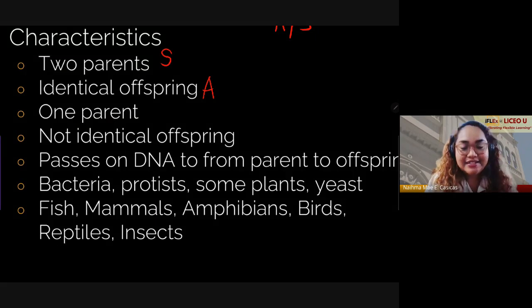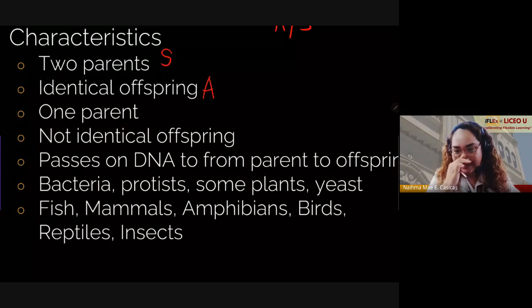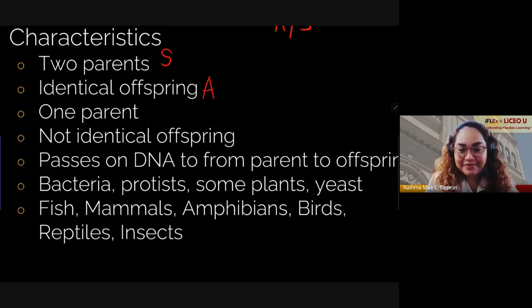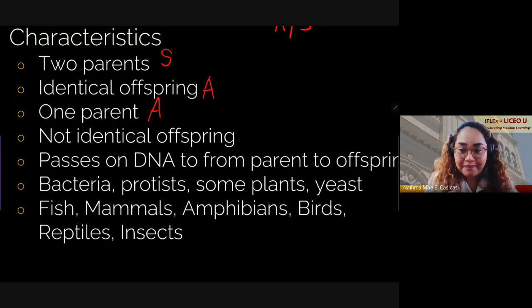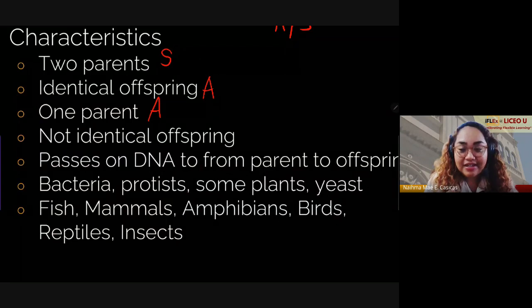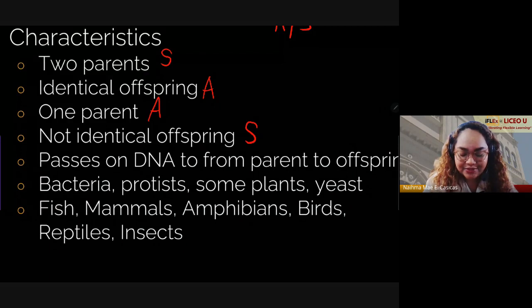Okay, another one is this type of reproduction only involves one parent. I think this is very obvious. All right, that is indeed correct. This is asexual reproduction. Okay, next is the offspring of the parent or parents is not identical to the parent. Genetically not identical to the parent. That is indeed correct. So that is sexual reproduction.